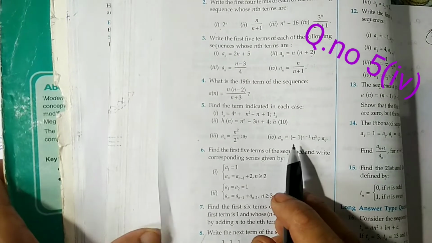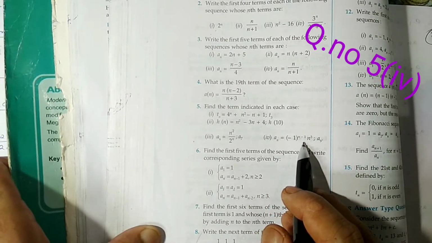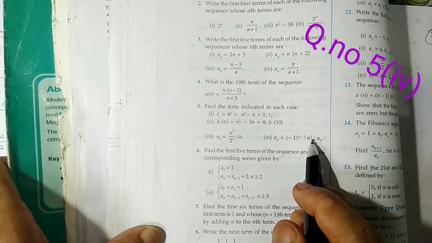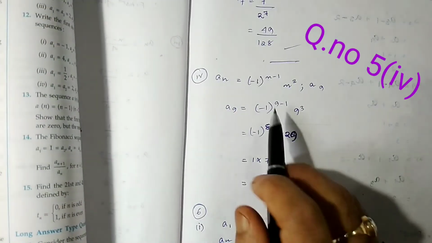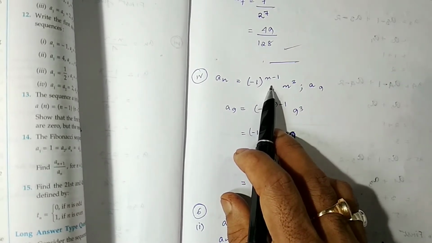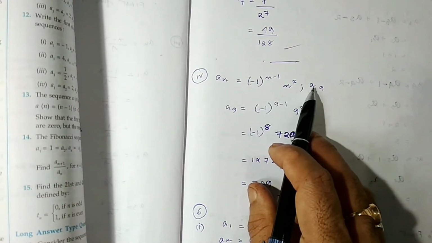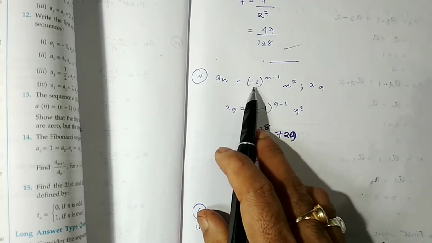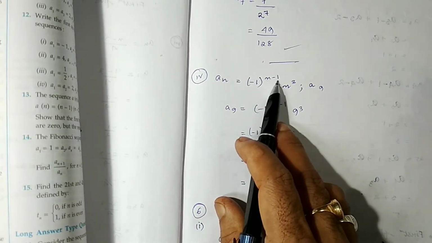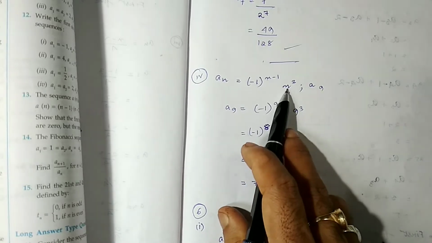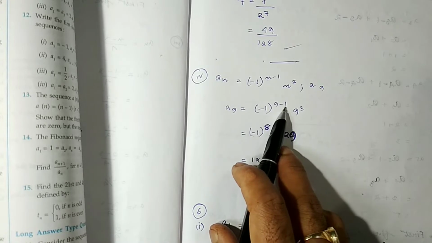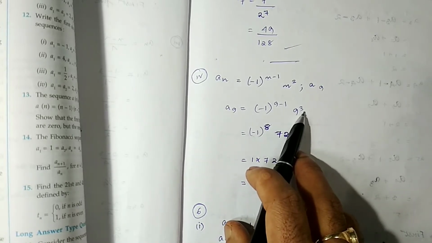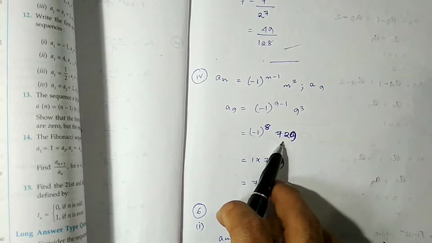Let me show you the fourth part. In question number 4, it is given (minus 1) to the power n minus 1 times n to the power 3. We have to find a9. So a_n here is (minus 1) to the power n minus 1, then n cube. a9 will be (minus 1) to the power 9 minus 1, because n is 9, and then 9 cube. 9 minus 1 is 8, and 9 cube means 9 into 9 into 9, you are going to get 729.